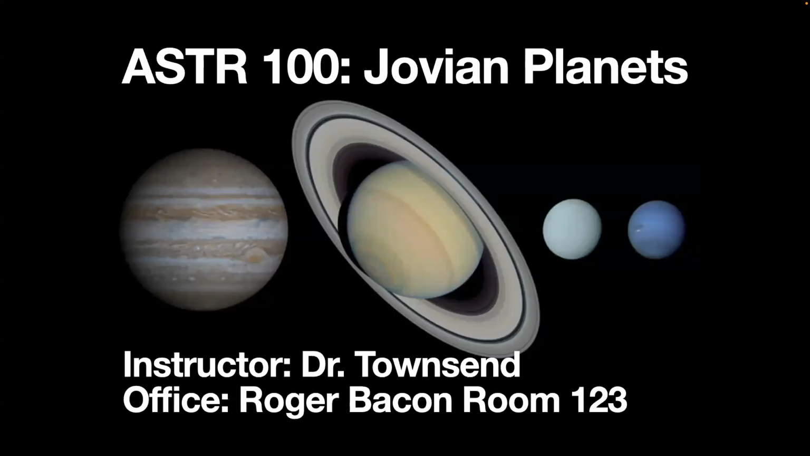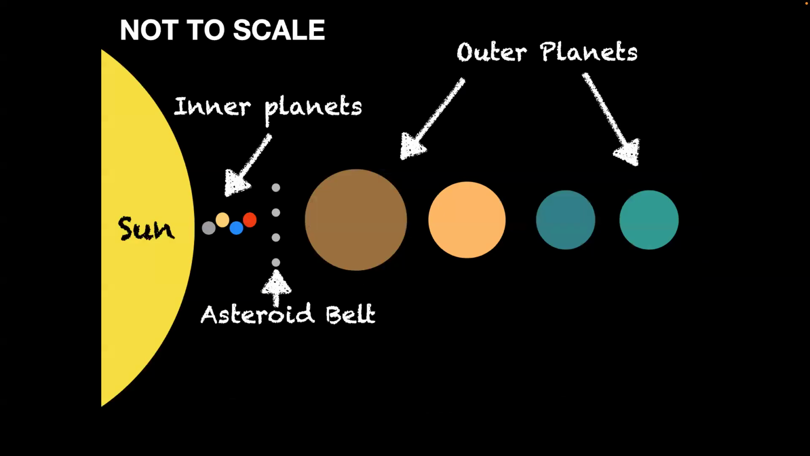Right, we are done for now with the terrestrial planets, but we need to go into the outer solar system now and talk about what are called the Jovian planets. All right, so we are pretty familiar with this slide by now. Remember how we divide up the solar system?